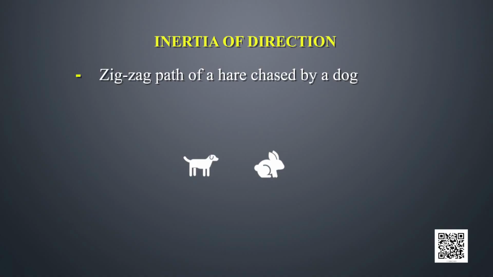Another very interesting example of inertia of direction is the zigzag path of a hare chased by a dog. Here the hare applies the law of inertia of direction to save himself from the ferocious dogs. In fact, the hare continuously changes his direction following along the zigzag path, whereas the dogs, due to their larger mass and hence larger inertia, fail to follow the path followed by the hare. This helps the hare to escape from the dogs.